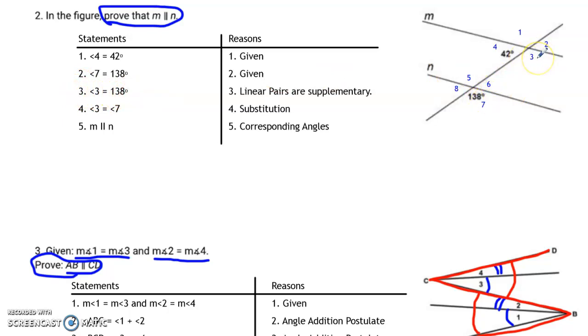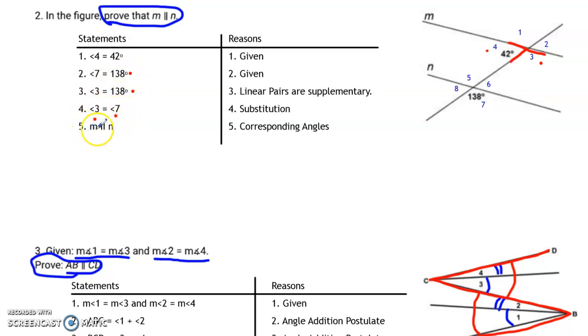In statement number 3, we have angle 3 is equal to 138 degrees. I know that 3 is equal to 138 degrees because linear pairs are supplementary. I know that this line and this line create angles 3 and 4 as linear pairs. I don't have to show a whole lot of work for that. I could show that 180 minus 138 is equal to 42 or something like that, but not super necessary when you're writing a proof. The next statement I have is that angle 3 is equal to angle 7. I know that they're both equal to 138 degrees, so that they're equal to each other.